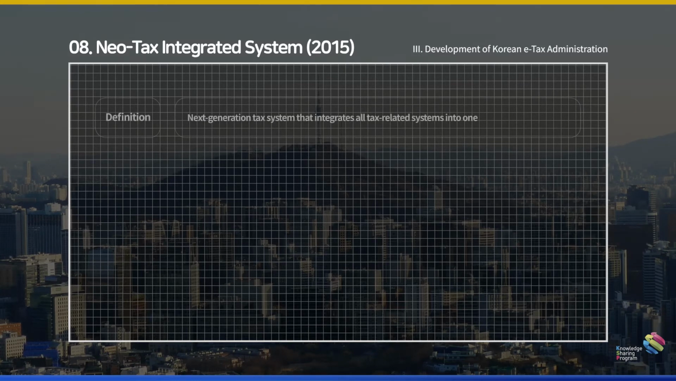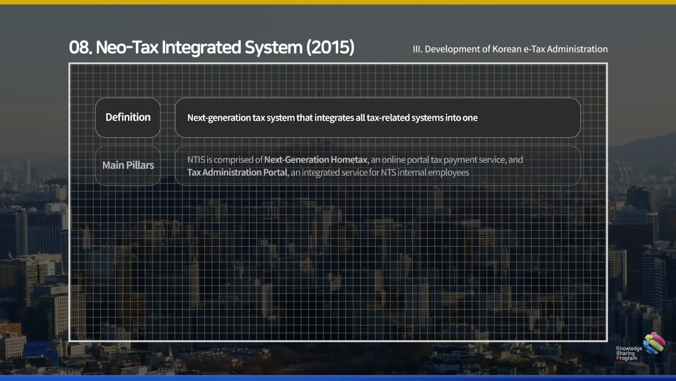It is the next-generation tax system that integrates all tax-related systems into one. NTIS is comprised of 2 main pillars.